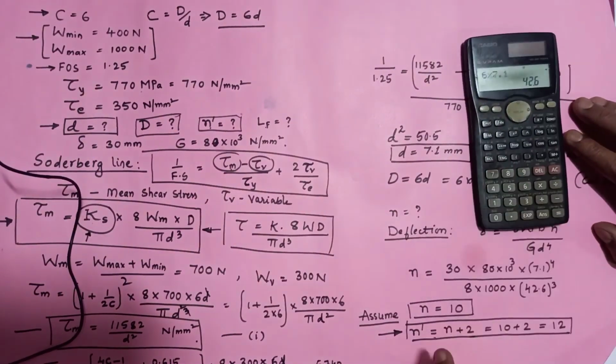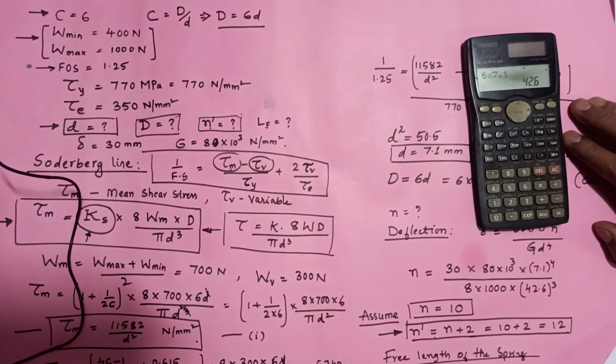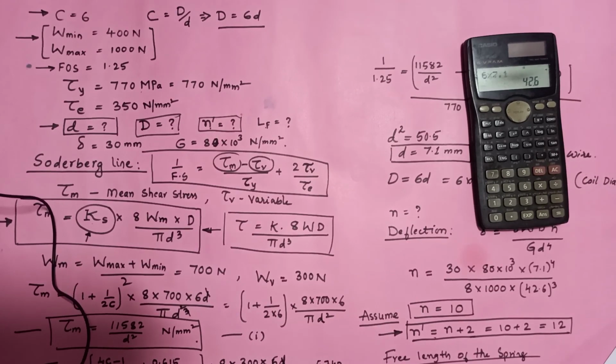right. After that, you need to calculate the free length of the spring. The free length equation will be L suffix F is equal to n dash, the total number of turns, into d plus delta plus n minus 1 into 1 mm. Using this equation you can calculate the free length of the spring wire.